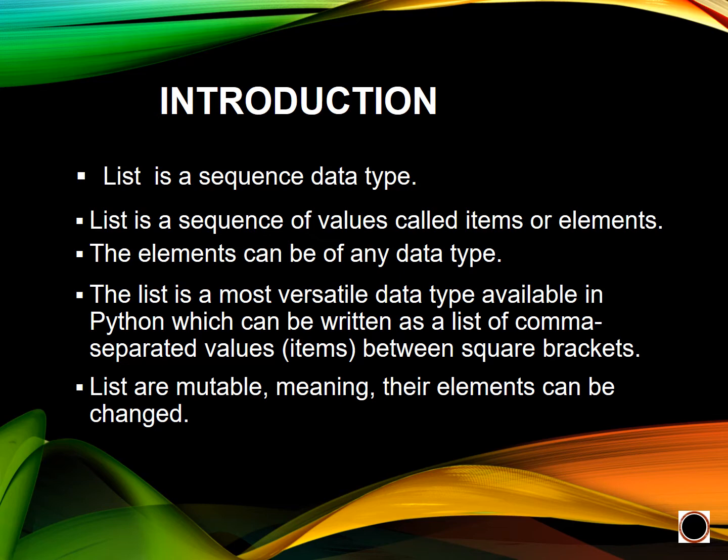To add elements to a list, we should enclose them in square brackets and the elements in a list are separated by commas. In a list, we can change the elements. This we will study in the further videos, in the further slides.